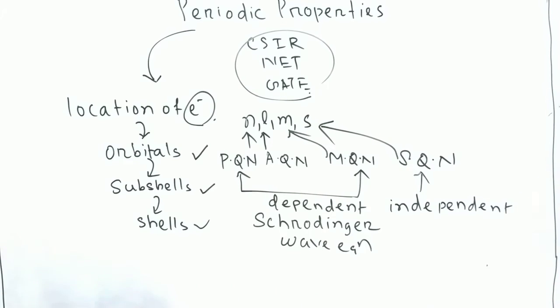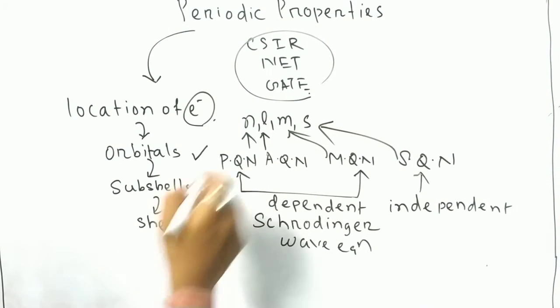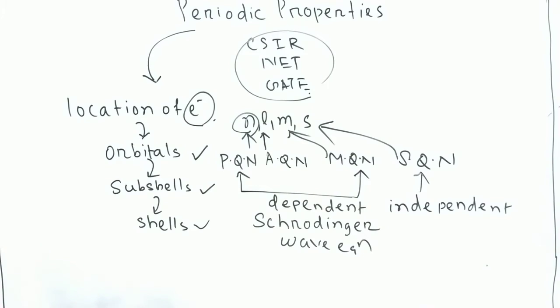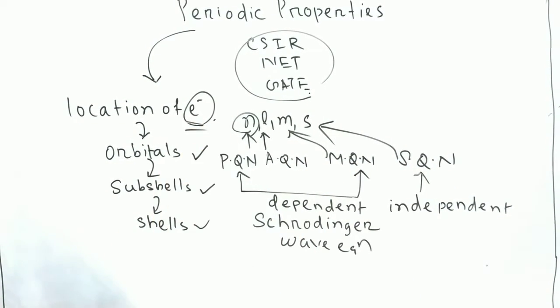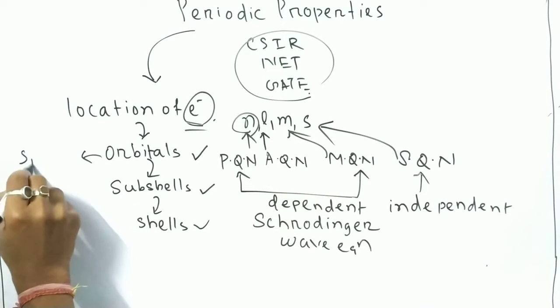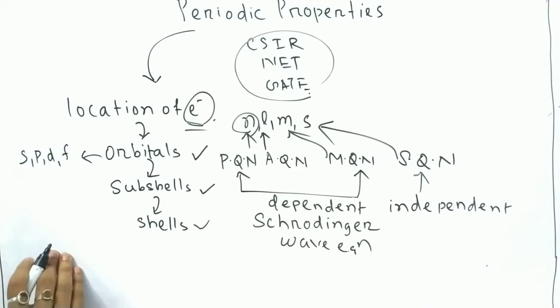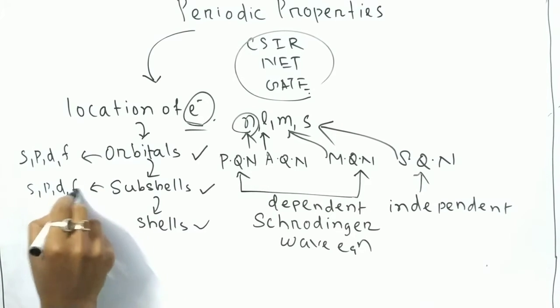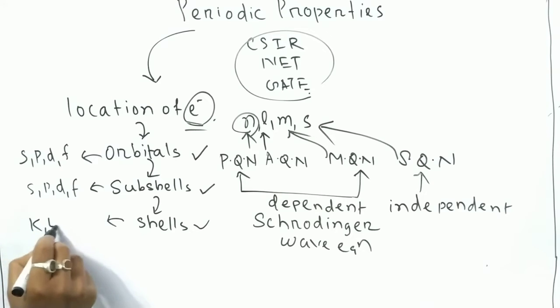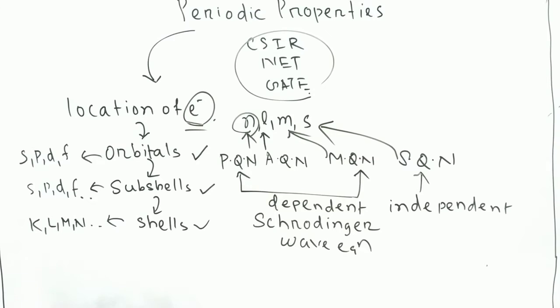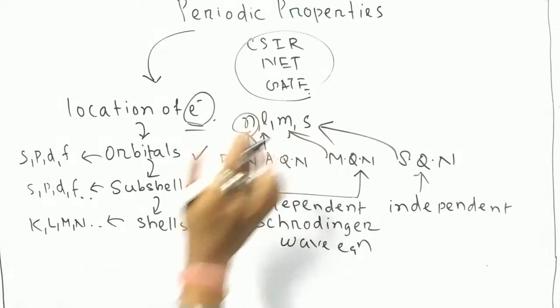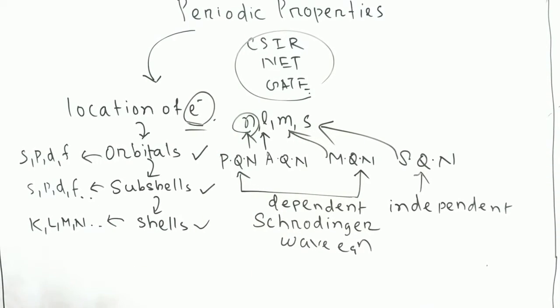So what happens in this process? You have to study in detail the principal quantum number, azimuthal quantum number, magnetic quantum number and spin quantum number to define the location of electrons. Similarly, you will define s, p, d, f as the four orbitals and the four subshells, and you will define K, L, M, N and so on as the shells, utilizing these four quantum numbers. So we will discuss the four quantum numbers.